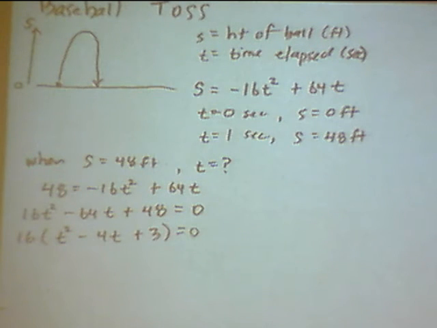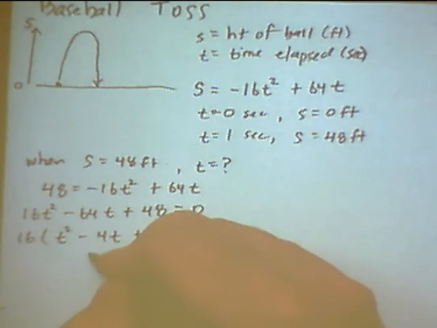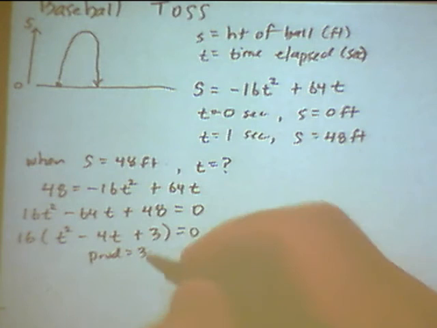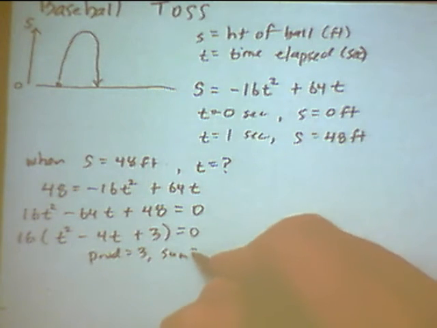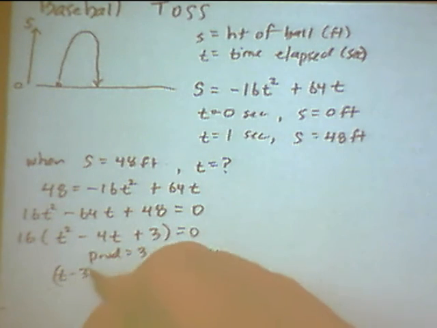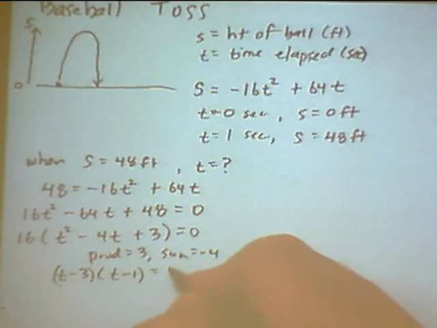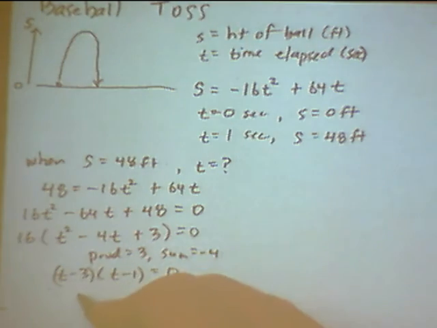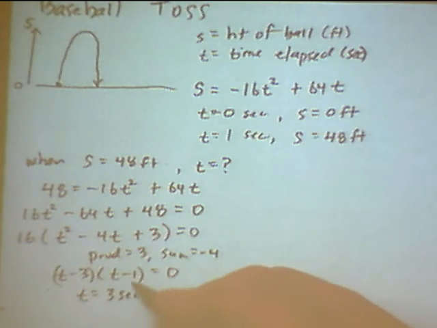Now I look, it's a trinomial, and I want to use my product sum. So I say my product is going to be 3, and my sum is negative 4. And then you realize, looks like it would be minus 3 and minus 1. So t minus 3 times t minus 1 equals 0. And now if I solve it for the first parenthesis, I get t equals 3 seconds. And for the second parenthesis, I would have t equals 1 second.